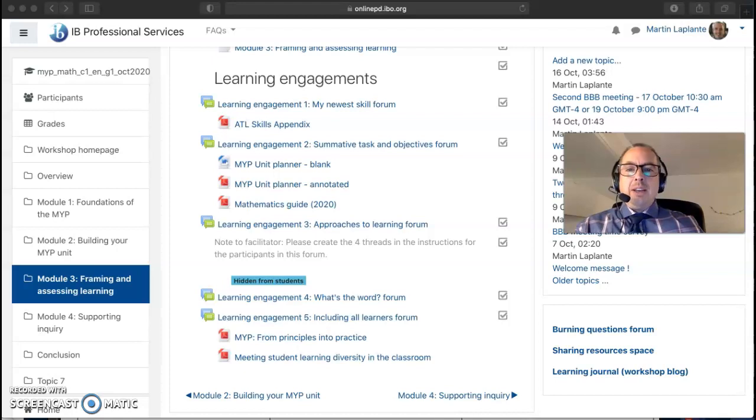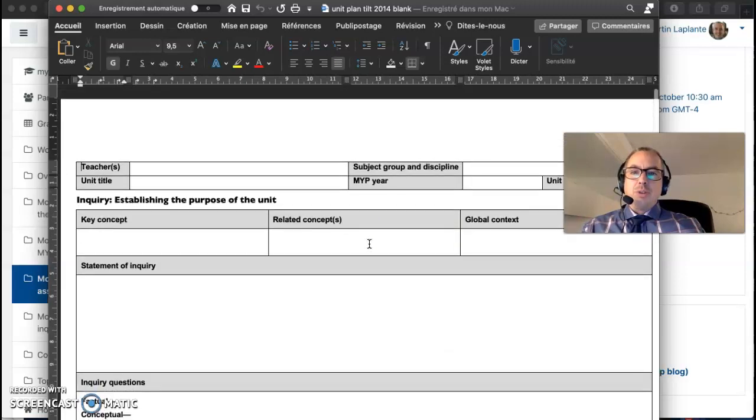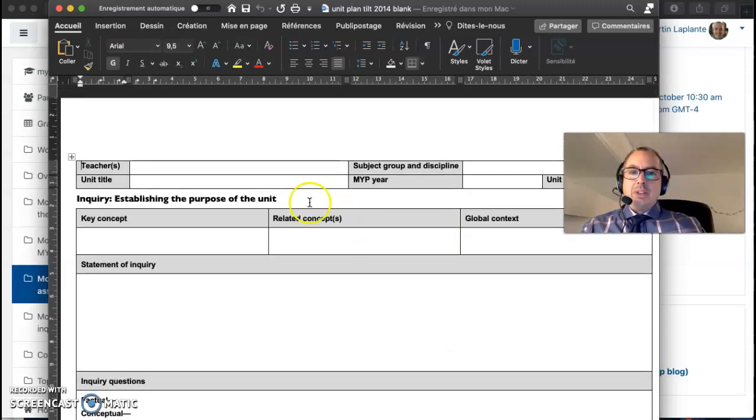So you might have downloaded or not the MYP unit planner, which is blank, and the annotated one. If you didn't, now would be the time to do it. And you'd see that there are many parts which we can already fill based on what we've done in Module 2. So I'm going to take a look at it with you.